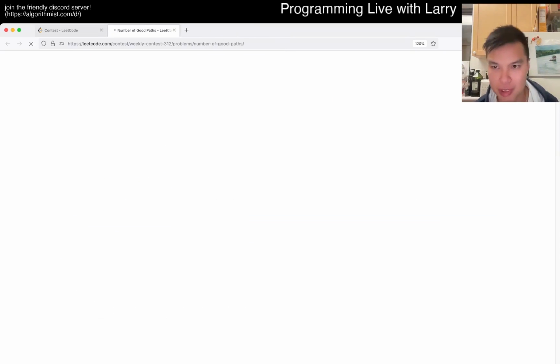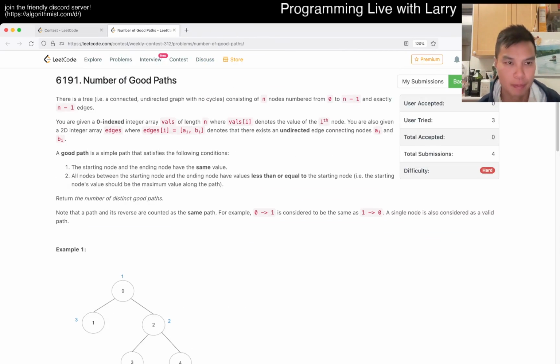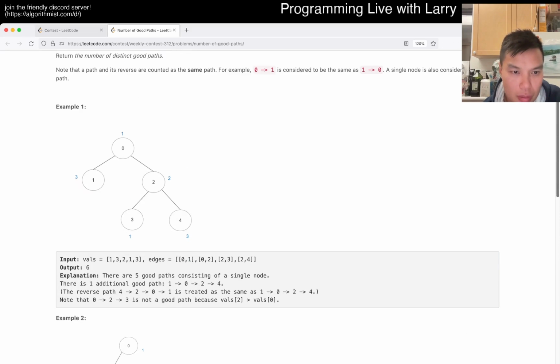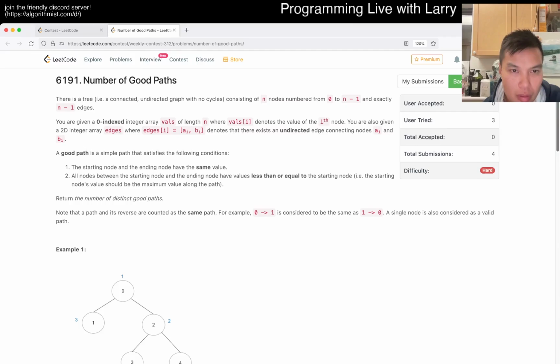Okay. Yeah, I misread that one a little bit. We have a tree. We have, what do we have? Okay, let's actually read the problem.